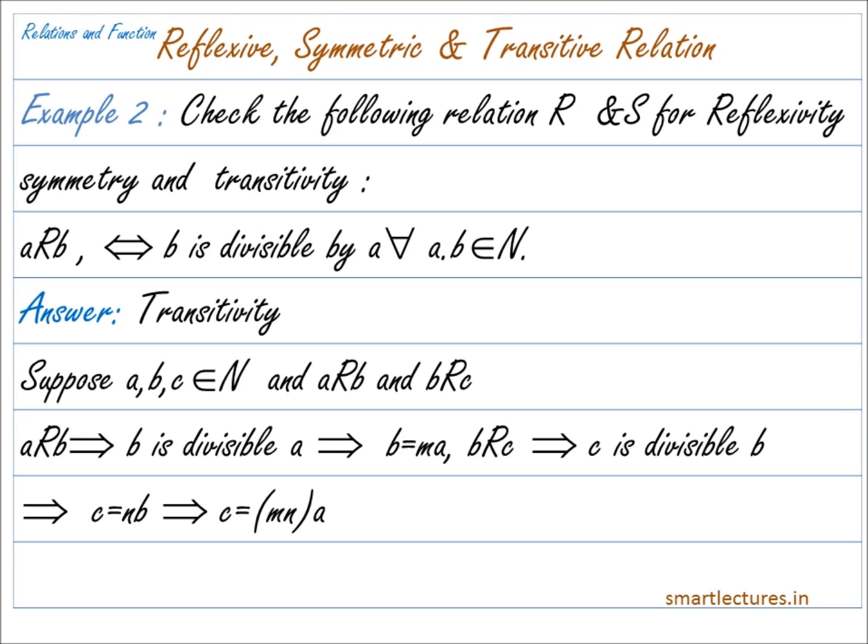Now M and N are natural numbers, so Mn is also a natural number. That means C is equal to Mn into A, or C is also divisible by A. That means A is also related to C. Now A is related to B and B is related to C, then A is also related to C. So this is a transitive relation. So this relation is reflexive and transitive, but this is not a symmetric relation.